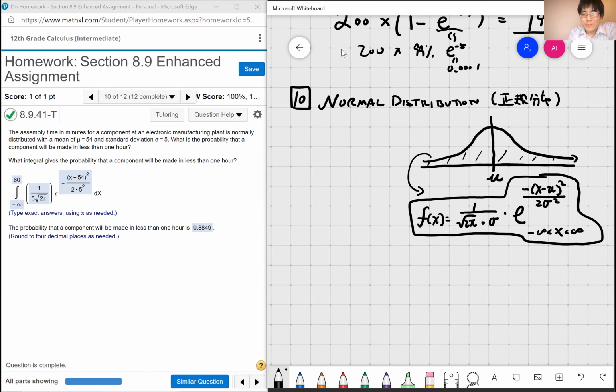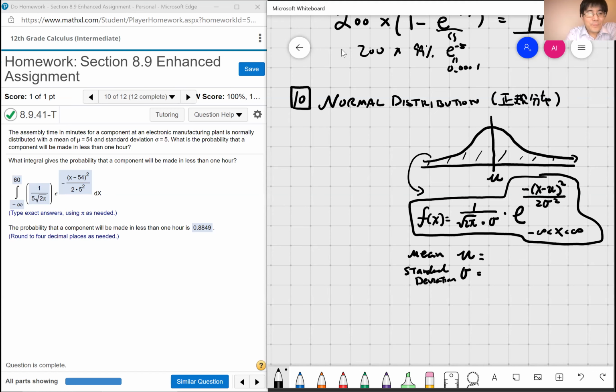It looks very complicated, but the mu and the sigma are parameters given in the problems. Mu is the average, or mean, and sigma is the standard deviation. I'm going to show how we apply it.